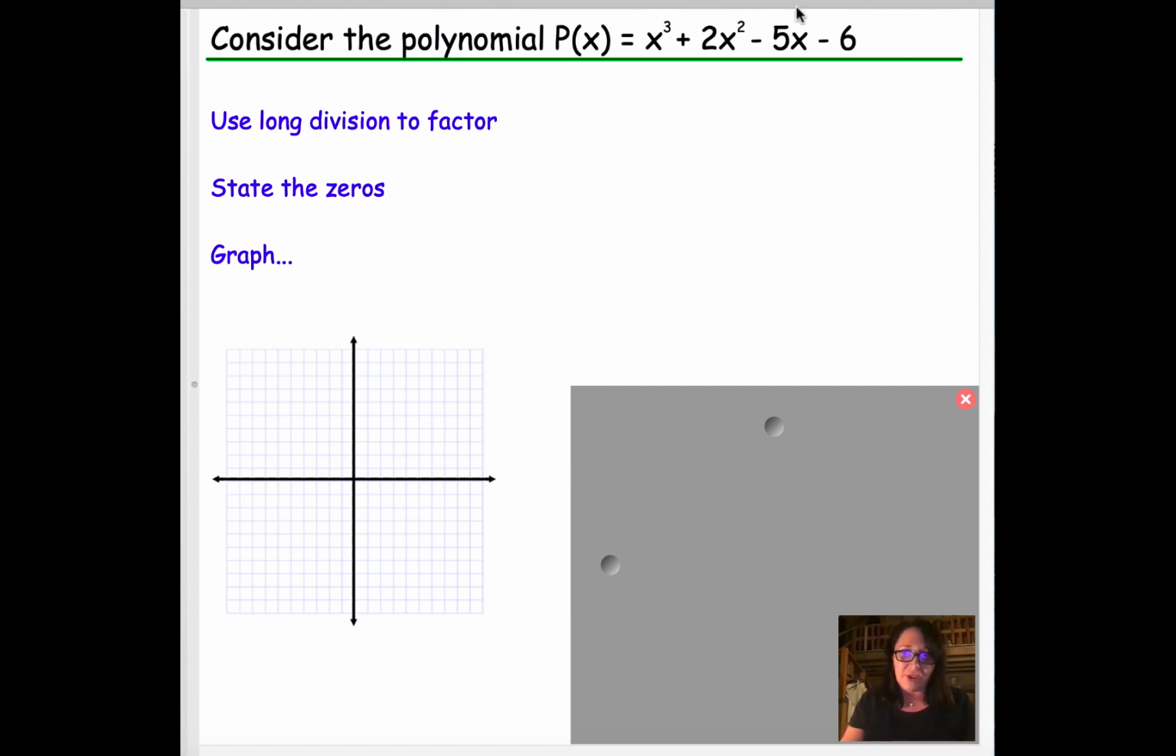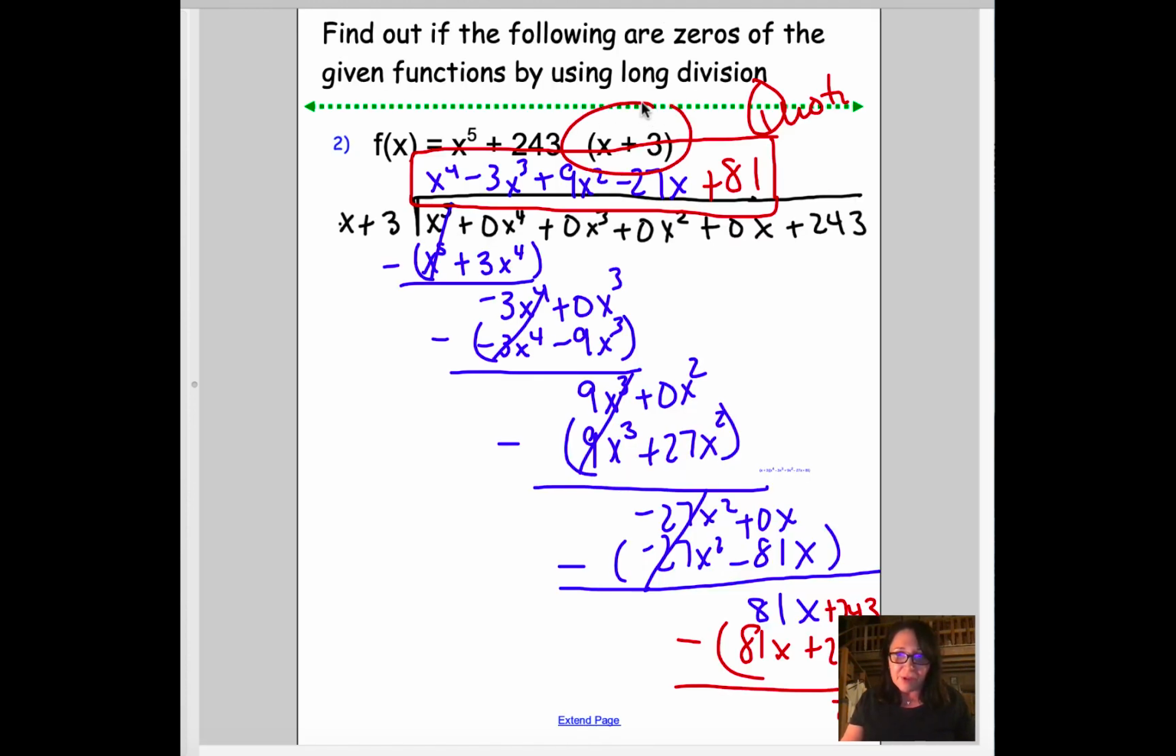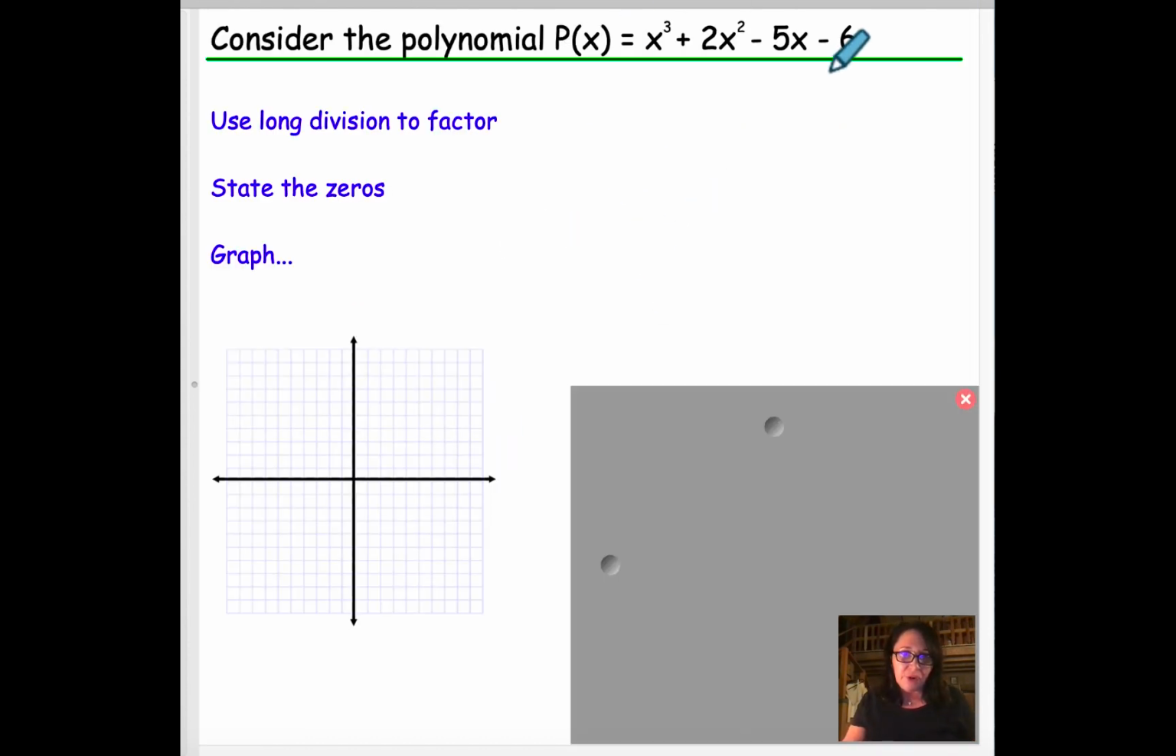Let's see if this works. Add down, multiply across. Add down, multiply across. Add down, multiply across. Okay, that's not going to give me a 0. What that did give me was a remainder of 4, which means when I plugged in negative 2, I got 4 for y. So therefore, this is not a zero, but it actually is a point. So negative 2, 4 is a point on my graph.